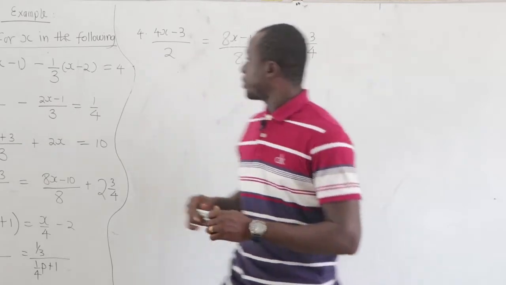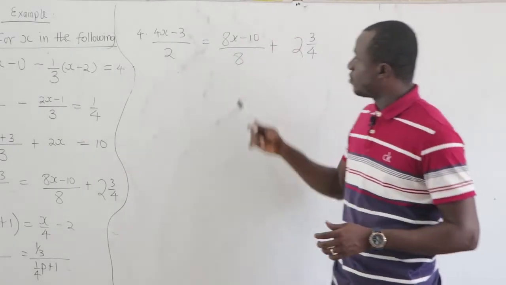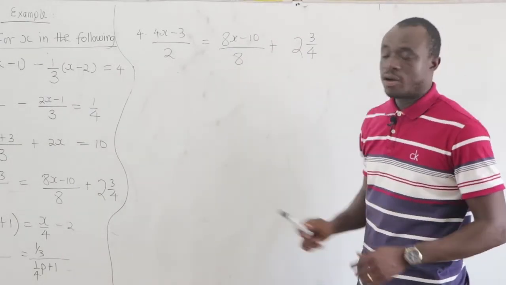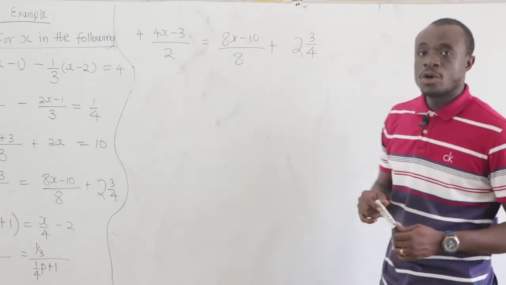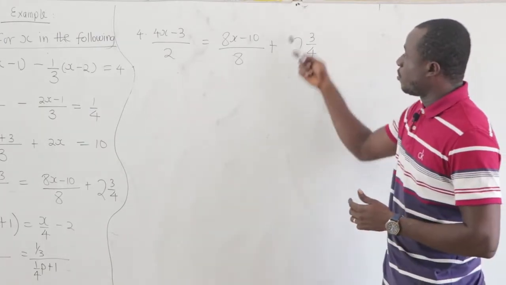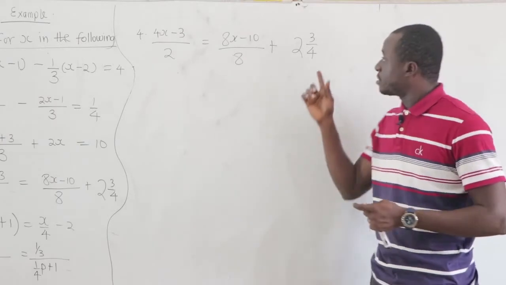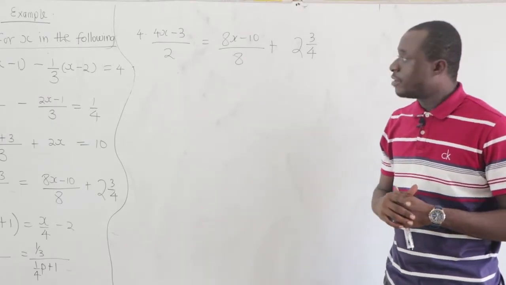Now let's see the fourth question. So we have 4x minus 3 over 2 equal to 8x minus 10 all over 8 plus 2 over 3 over 4. First, what are we supposed to do? We are supposed to change this, that is mixed fraction, to improper fraction.